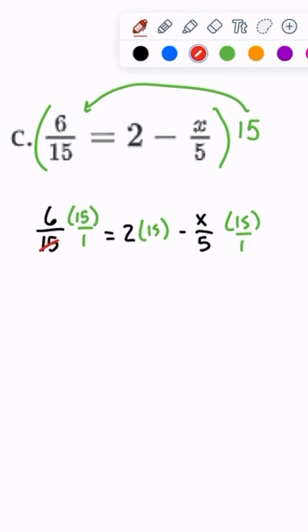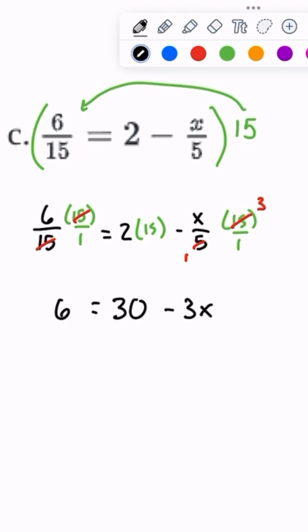And absolutely it does, right? That 15 and that 15 cancel. This 15 would become a 3, and that 5 would cancel, right? Because 5 and 15 cancel. Anyway, now we can rewrite our equation, and this will look a lot better. So we have 6, because the 15's cancel, equals 30, minus, and then 3 times x is just 3x.